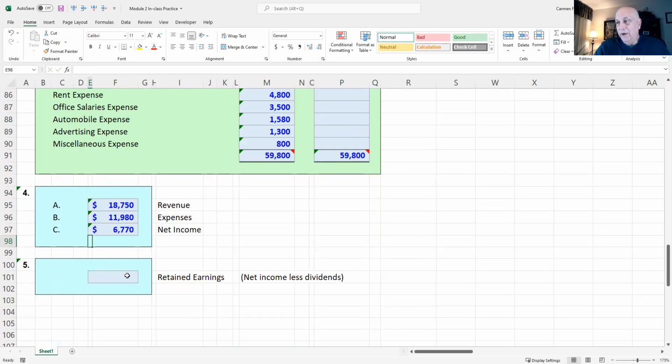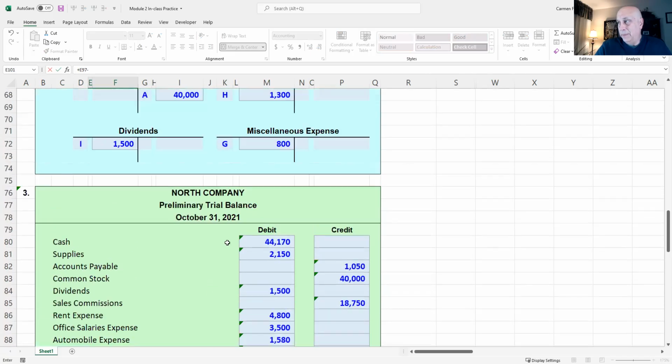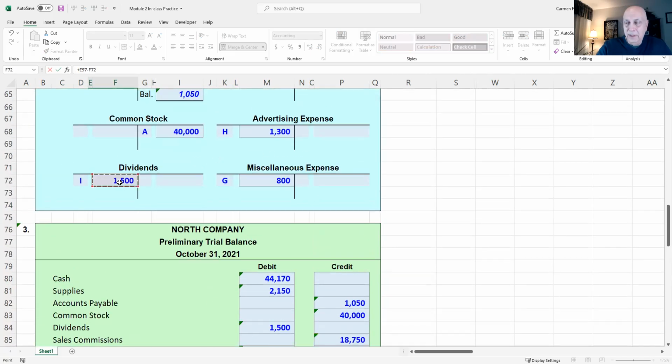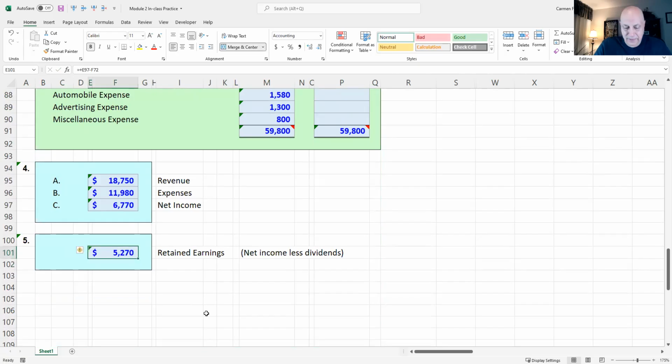And then retained earnings. What is retained earnings? It's your net income less any dividends. So companies will retain their earnings, and then they'll reward their stockholders with dividends and take some money out of retained earnings. So what is it? It's our net income less our dividends. We paid out dividends of $1,500. So our retained earnings would be $5,270 at the end of October. Okay, again, it's our net income less our dividends.